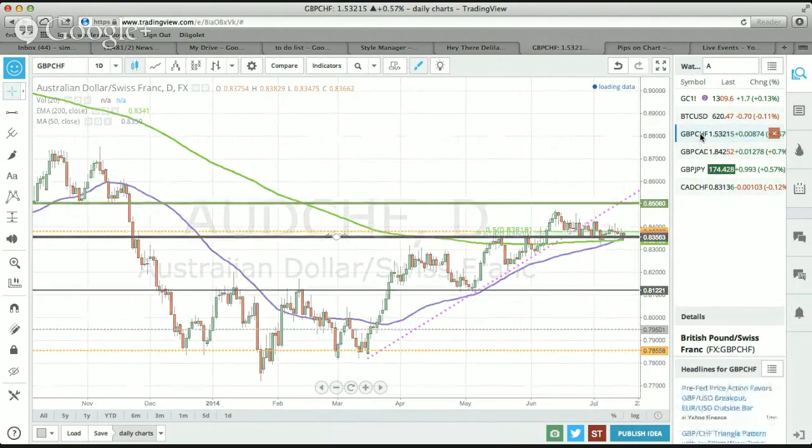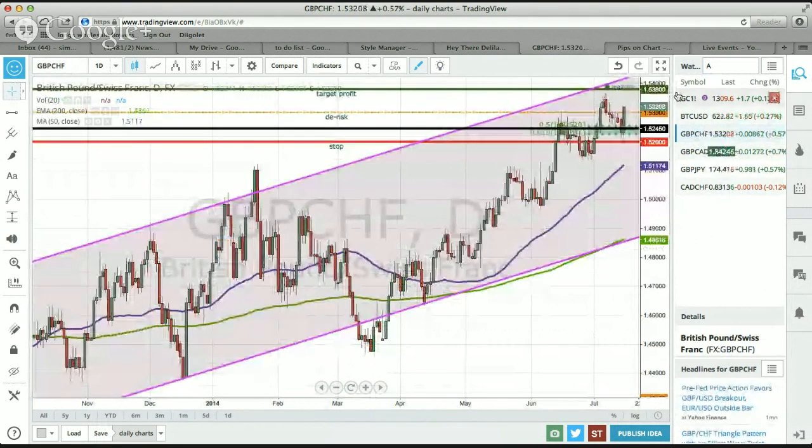My pound Swiss position, that went really well. Huge up move. I don't know what caused this. Maybe there was some news announcement or something. So this is really nice. This is comforting. Not out of the woods yet, though. The position is still open.